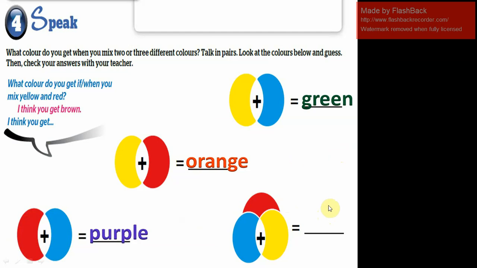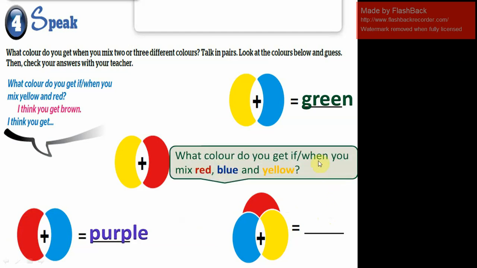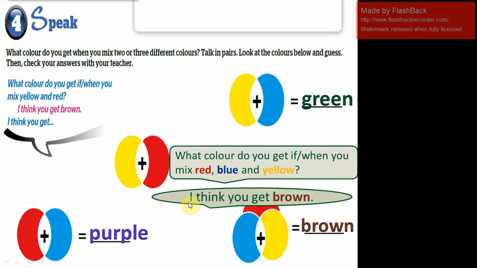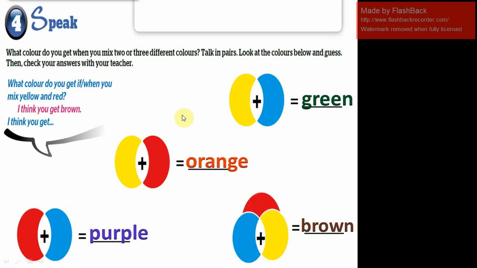And the last one here. What color do you get if you mix red, blue and yellow? We have 3 colors here. What color do you get if you mix red, blue and yellow? I think you get brown. Very good, my dear students.